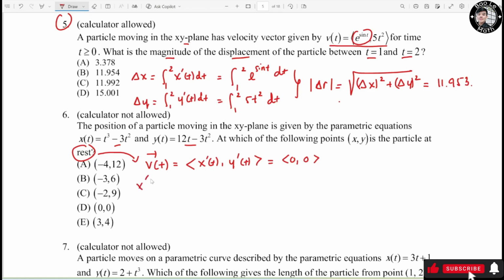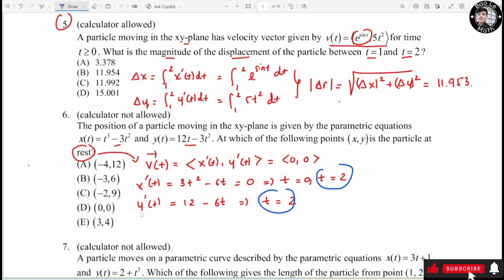So s prime of t is 3t squared minus 6t equals 0, right? So then t equals 0 and t equals 2, right? y prime of t is 12 minus 6t, and then t equals 2. Now look at the common thing between s prime and y prime. It's going to be t equals 2, right?